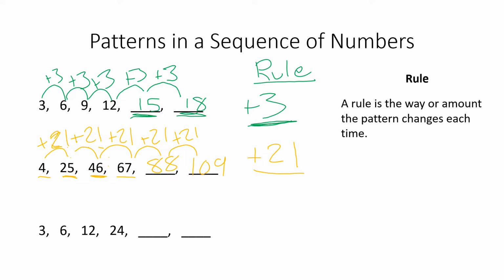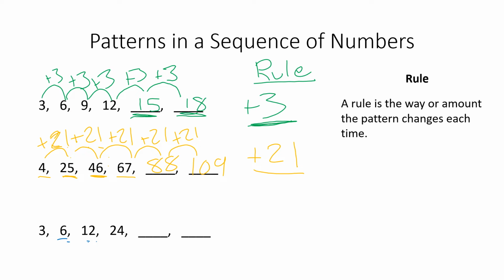Okay, let's look at this last one. I'll use a blue pen. We're starting off with 3. And I see that going from 3 to 6, well, that's plus 3. But when I go from 6 to 12, I notice that 6 plus 3 is not equal to 12. That would be 9. So plus 3 can't be the rule for this pattern, or this sequence of numbers. So let's go back.